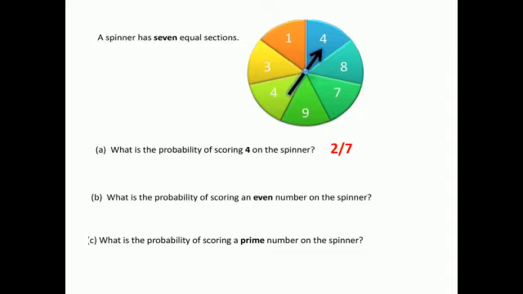An even number. Which are the even numbers? 4 comes 2 times, and 8. That means 3, so 3 by 7. And what is the prime number? Prime numbers are 7 and 3. 1 is not prime and 9 is also not prime, so you will get 2 by 7.